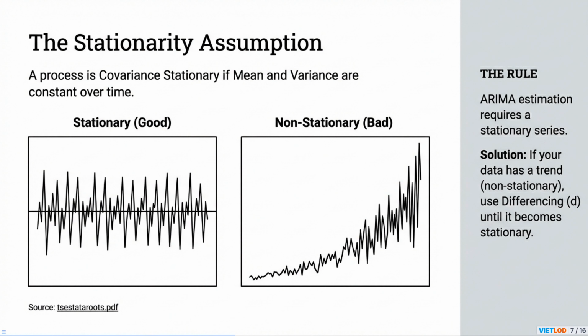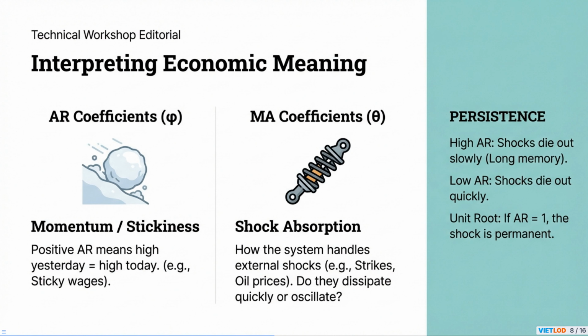If your data has a trend, you must apply differencing, the D in ARIMA, to remove it and achieve stationarity. For example, a country's GDP over 50 years is typically non-stationary because it trends upwards. To model it with ARIMA, we would first take the difference, which would represent the GDP growth rate. This growth rate series is much more likely to be stationary. Once we have a stationary series and estimate our model, how do we interpret the coefficients we get?